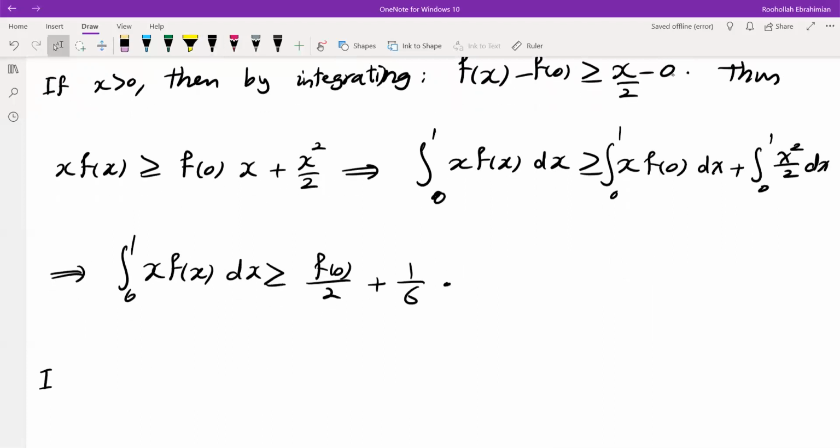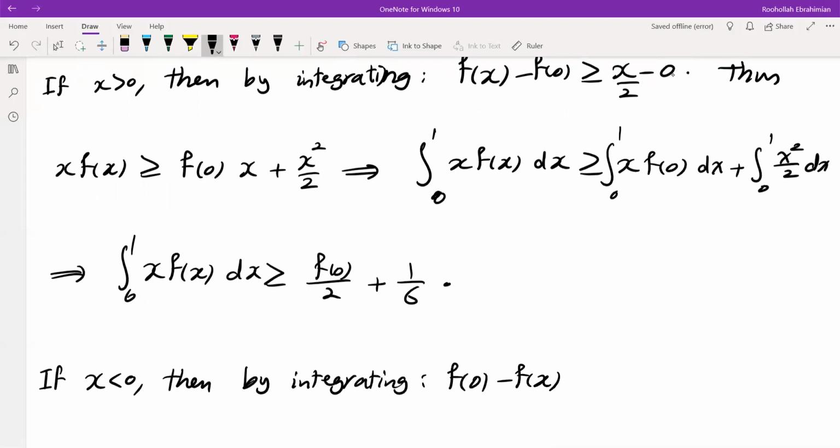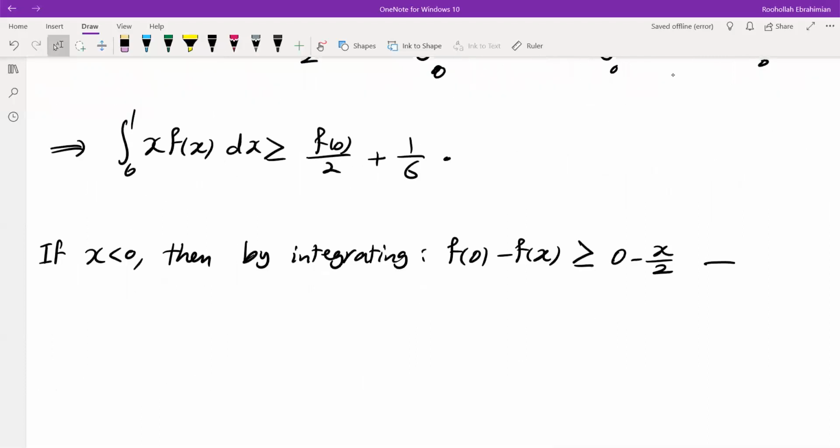We'll do the same thing if x is negative. If x is negative, then by integrating, we get f of 0 minus f of x is greater than or equal to 0 minus x over 2. Which means if I multiply by negative x, I get x f of x is greater than or equal to x squared over 2.